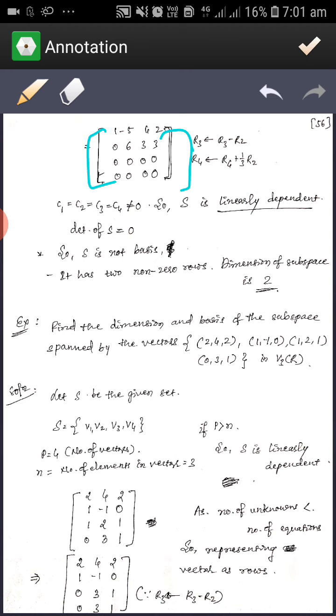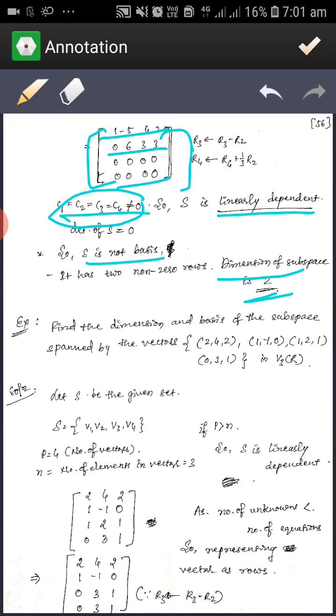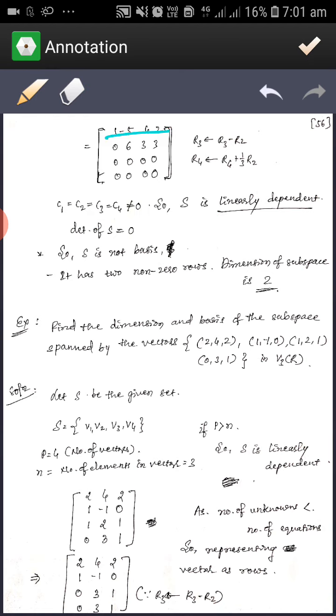So here c3 and c4 are the free variables. Because of that, all the values are not 0, so we can say that it is linearly dependent. If it is linearly dependent, then S is not a basis. Then what is the dimension here? Non-zero rows are 2, so we can say that the dimension is 2.